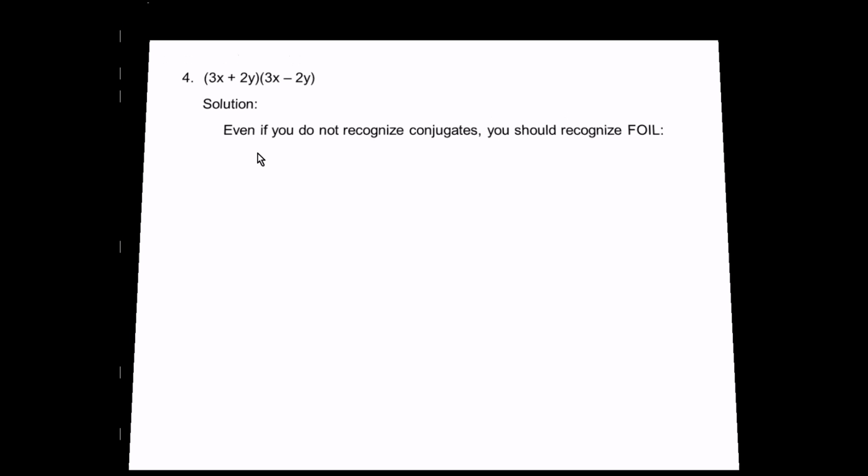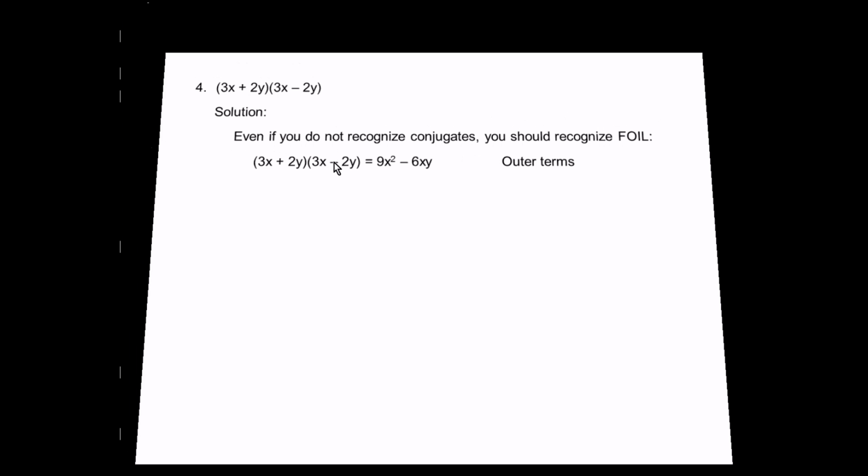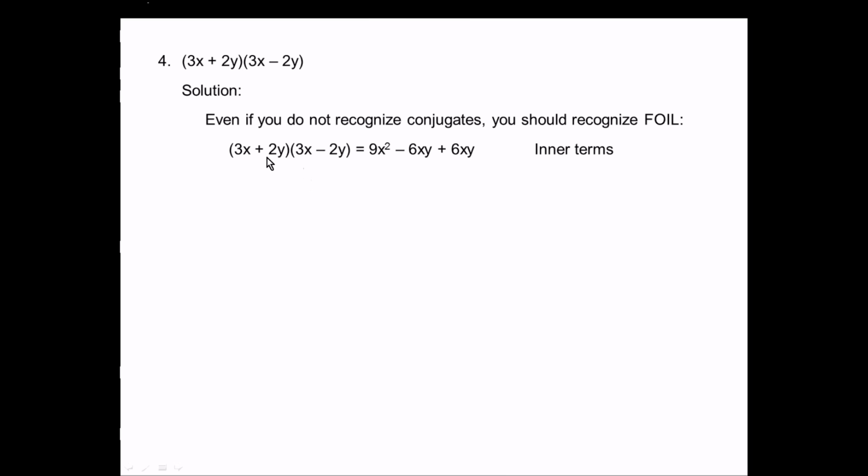Number 4. I have 3x plus 2y times 3x minus 2y. It's actually conjugates, but suppose you don't notice conjugates. Hopefully you're at least noticing FOIL. So, if you do the FOIL, I get 9x squared. If you do the outer, minus 6xy. If you do the inner, plus 6xy. And when you do the last, minus 4y squared. Outer and inner add up to be 0. So I'm just having 9x squared minus 4y squared.